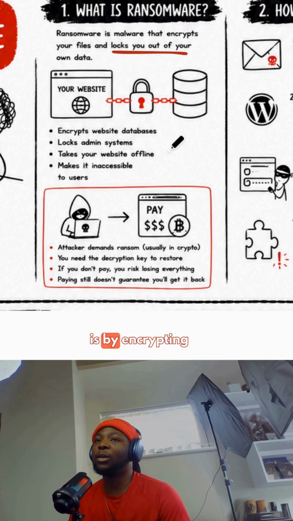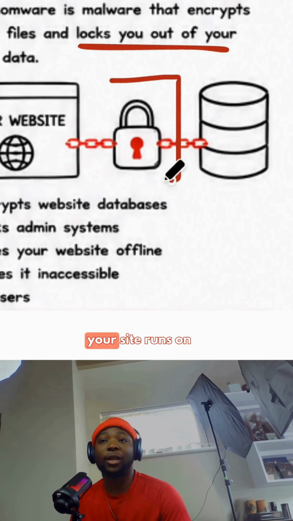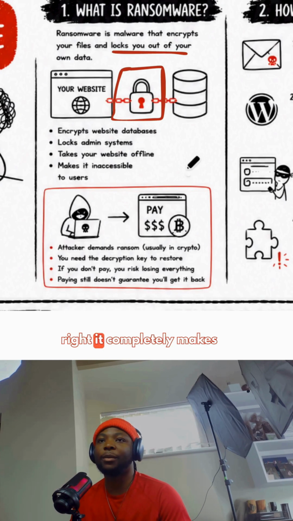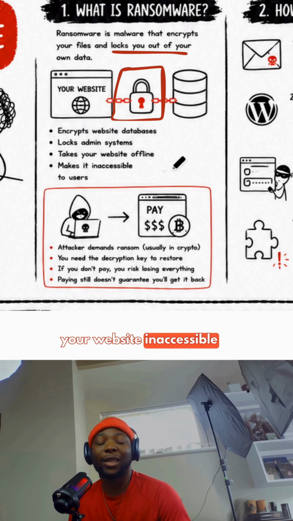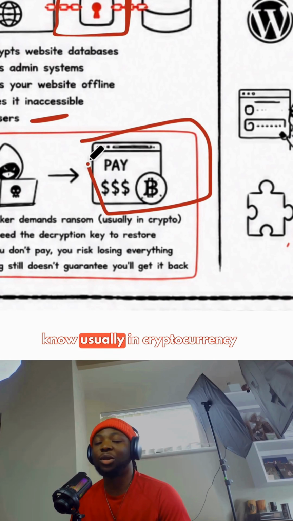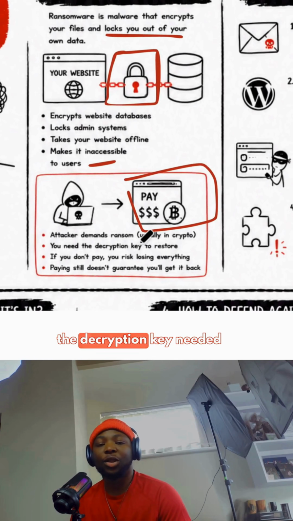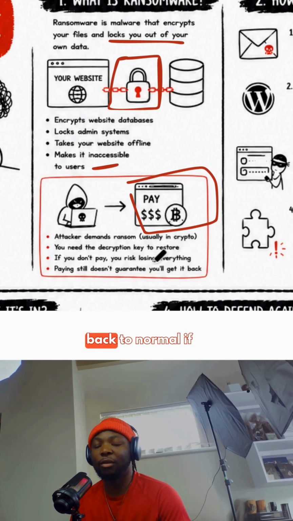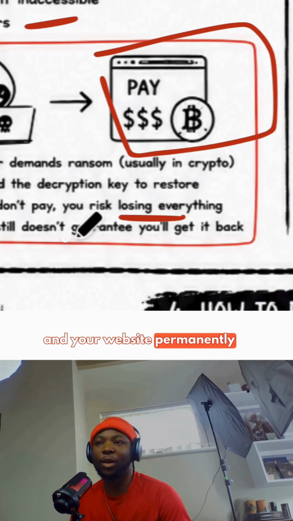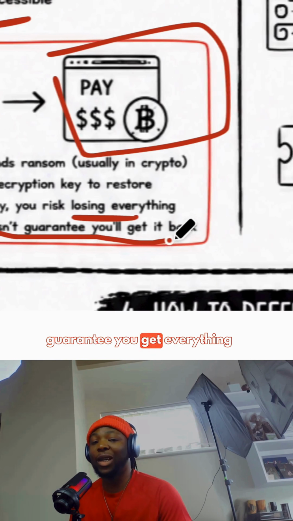And the way it works is by encrypting the databases that your site runs on, and then eventually locking you out of your own system. Right? It completely makes your website inaccessible to your users. The attacker then demands a ransom payment, usually in cryptocurrency, in exchange for the decryption key needed to restore everything back to normal. If you don't pay this fee, you risk losing your data and your website permanently. And paying still doesn't guarantee you get everything back.